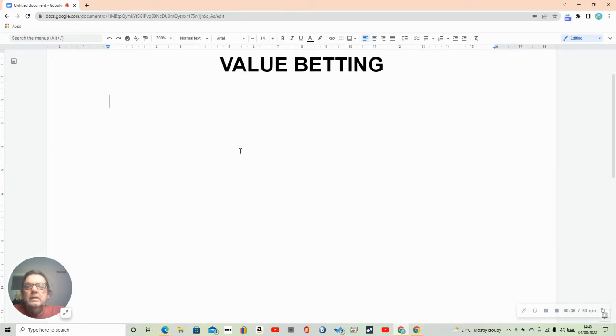What I'm going to go over today is an introduction and hopefully an explanation of value betting. We've obviously done match betting, we've done Betfair trading, and the next thing I'm looking at to make money online is value betting. Now, the simplest way of explaining a value bet is where you're getting value from the bookie. So the price of an outcome is higher than it should be.